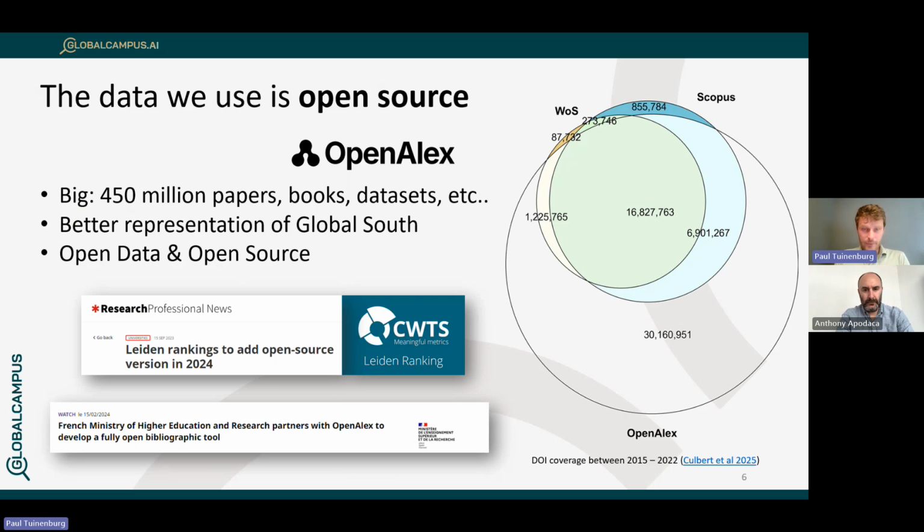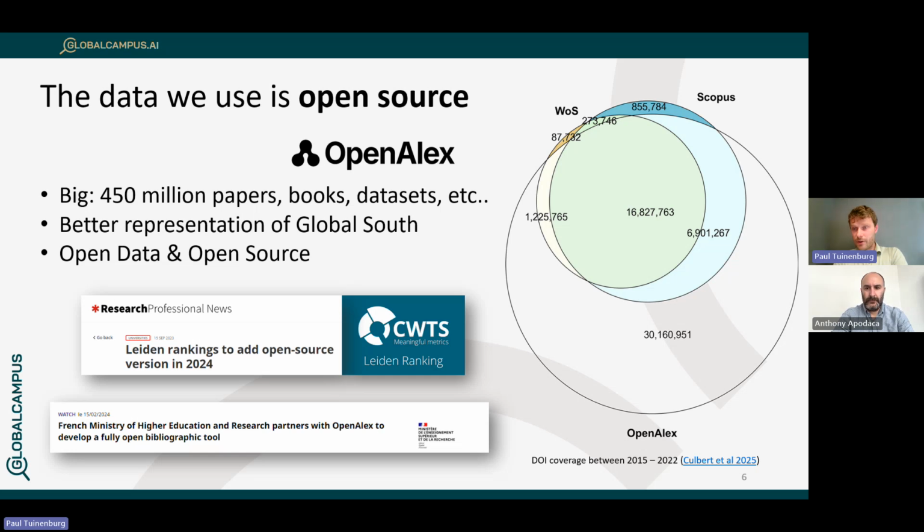And the data we use, that's also a very important part, of course, is totally open. So it comes from OpenAlex. For those of you who haven't heard of OpenAlex, it's a non-profit that basically is building the largest repository of metadata of academic content. So it has over 450 million academic works. So as you can see on the image on the right, it's quite a bit larger than Scopus and Web of Science.